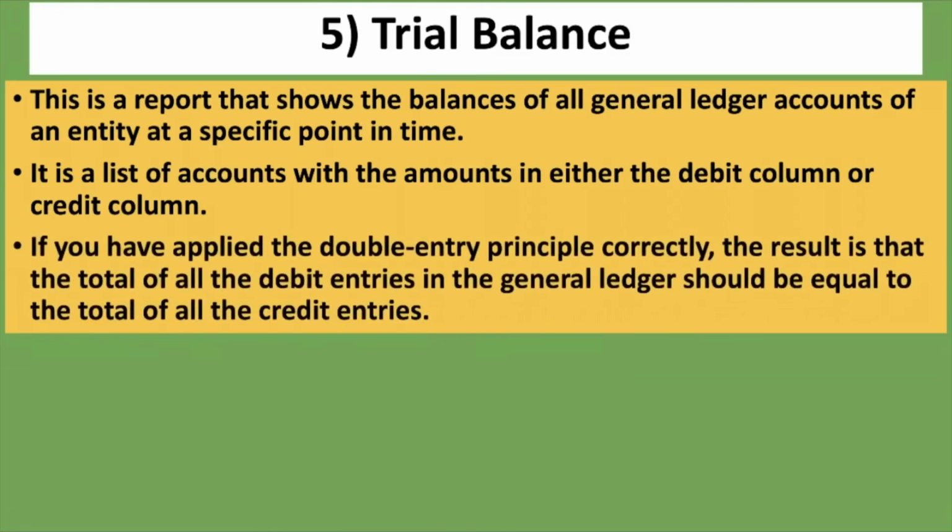If you have applied the double entry principle correctly, the result is that the total of all the debit entries in the general ledger should be equal to the total of all the credit entries. And you will see that, in fact, your trial balance has to balance as well. Your debits must equal your credits.